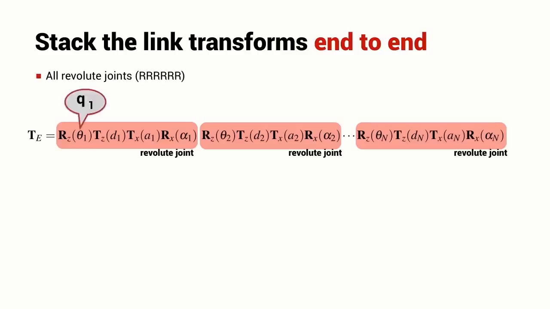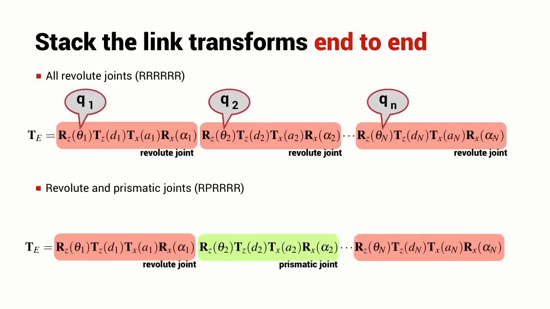If the robot has got all revolute joints, then the joint angles correspond to the theta values shown here. So these are the joint variables. They change as the robot moves. All the other parameters, the D's, the A's, and the alphas, are all constant. They're a function of the mechanical design of the particular robot.